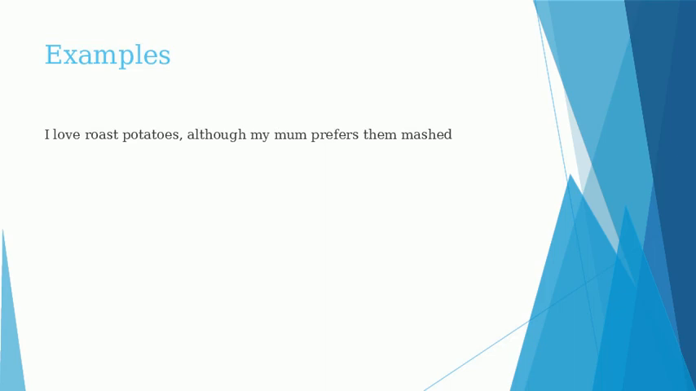Now, if I'm looking at this example, I'm thinking, okay, I love roast potatoes. Although my mum prefers them mashed. I'm thinking, which part makes sense on its own? My mum prefers them mashed. Prefers what mashed? That doesn't make sense on its own. Okay. I love roast potatoes. Does that make sense? Yes, it does. So that's going to be our main clause. Although, it's going to be our subordinate conjunction because that's leading us into the next part. And my mum prefers them mashed. That's a dependent clause because it does not make sense without the main clause.